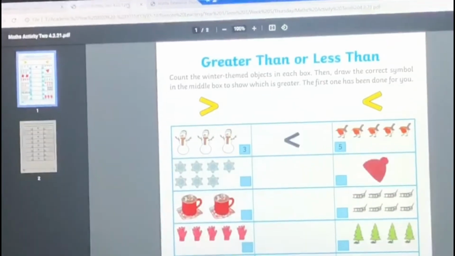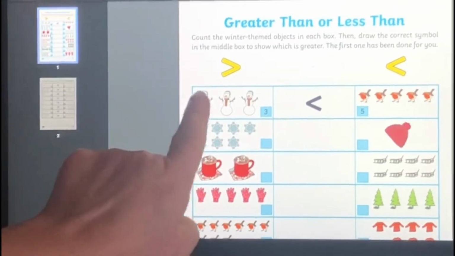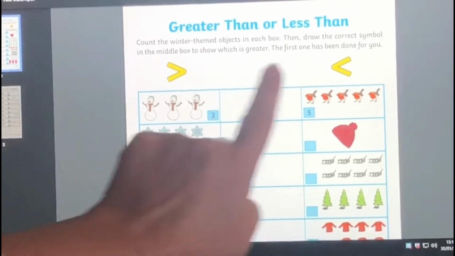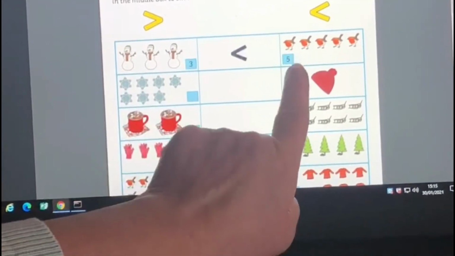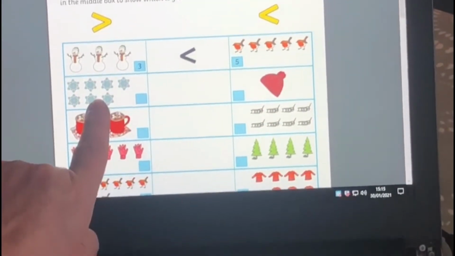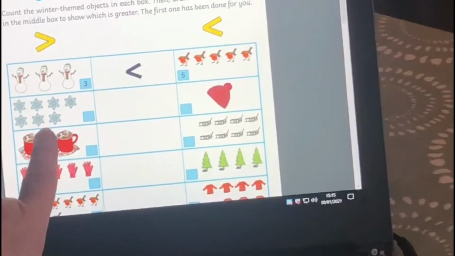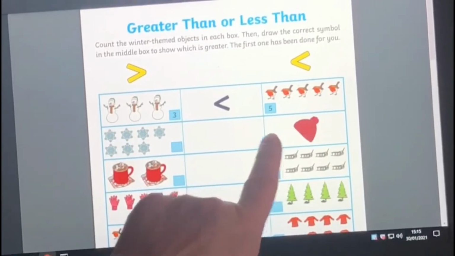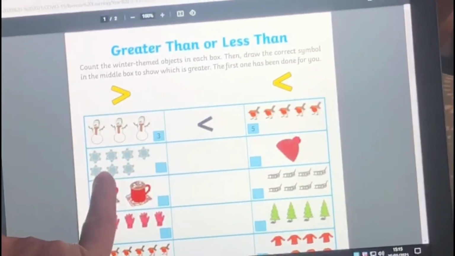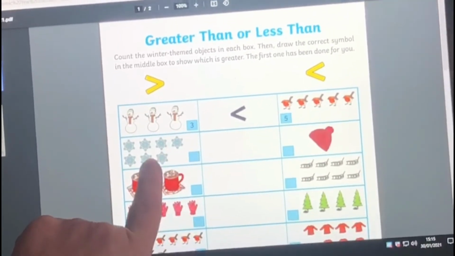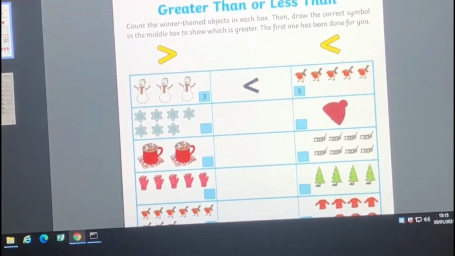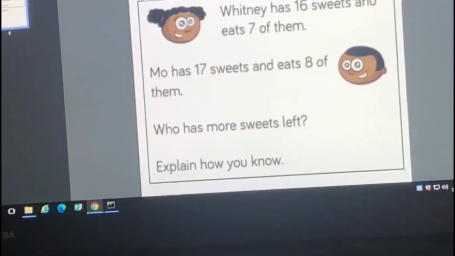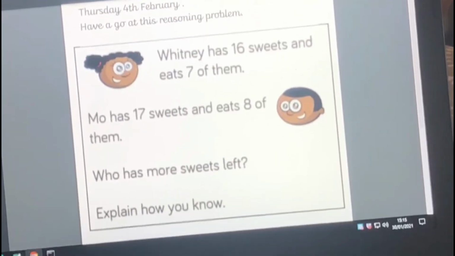If you prefer maths activity number 2, then you're working with the greater than and the less than symbol. Remember, you're going from left to right, counting how many you can see in the first box, how many you can see in the second box, and then reading it from left to right. Is the first box greater than or less than the second box? Okay, and then the extension today is a little word problem. You're going to have to think very carefully.